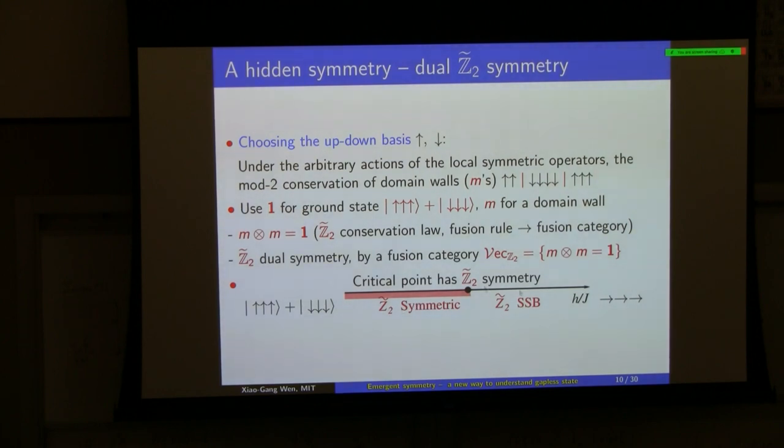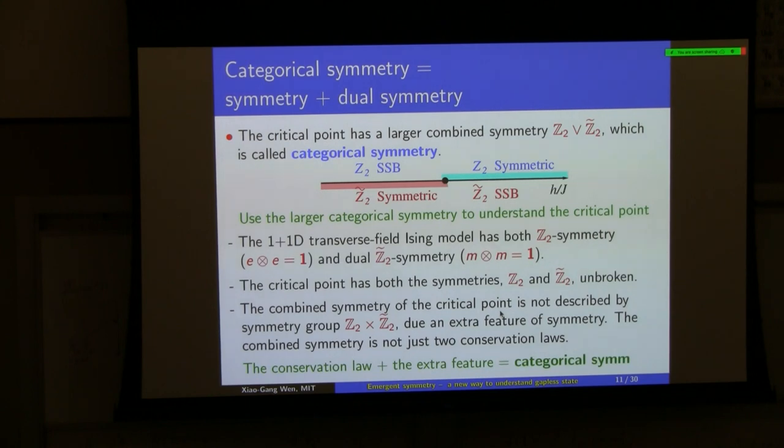Then when increasing the H, the domain wall costs less and less energy, starts proliferating, and they condense. The domain wall condensation gives rise to a spontaneous symmetry breaking of the dual Z2 symmetry. But this spontaneous symmetry breaking of dual Z2 symmetry corresponds to Z2 symmetric states, and vice versa. The Z2 symmetry breaking state corresponds to dual Z2 symmetric states.